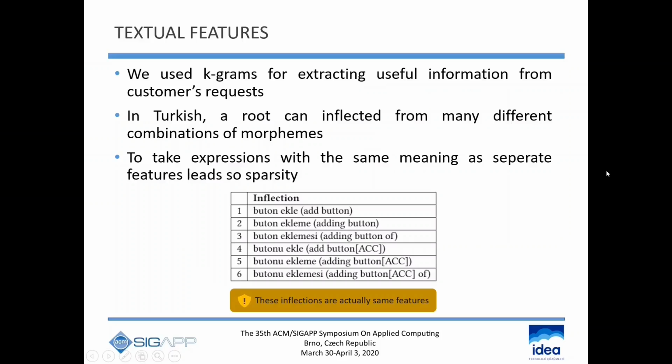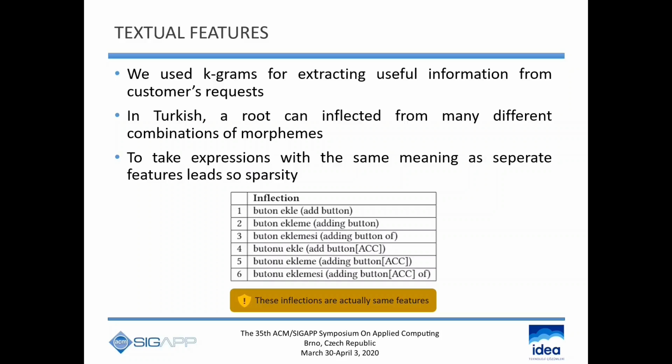The other feature group is the textual features. We believed customer descriptions give good information about the complexity of a work. So we applied a pre-processing step for extracting meaningful information from customer descriptions. We use K-grams for extracting useful information from customer requests. Before we explain what we have done, we have to explain some details of our scope. Firstly, our description texts are in Turkish because our company resides in Turkey. So our customers are Turkish companies.